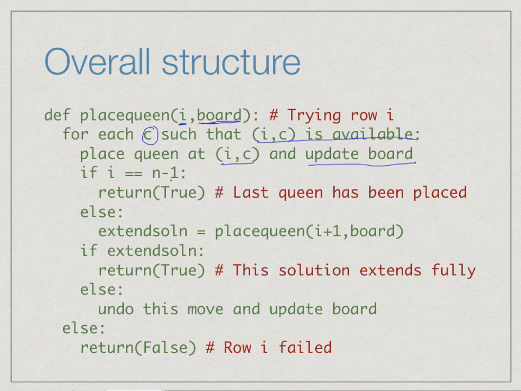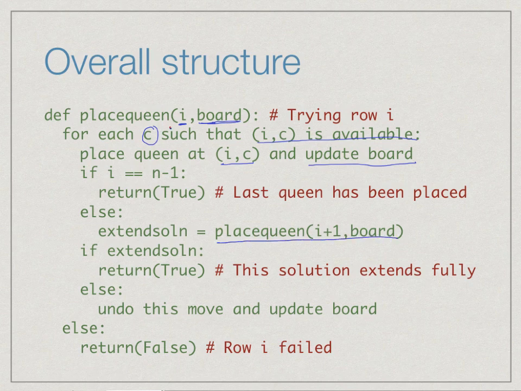Now if we have actually put the last queen, if I was n minus 1, then this is the last queen, right? So if it was an 8 queen problem, then when we have put queen number 7 starting from 0, then we are done, so we can return true. However, if this is not the last queen, then we have to continue. So what we need to do now, with the new board, is place one more queen.